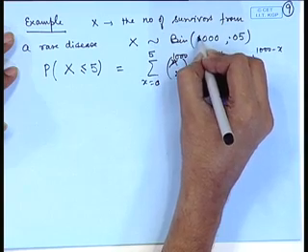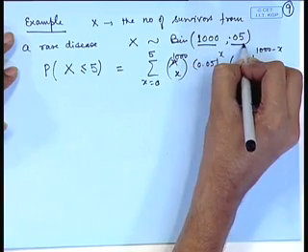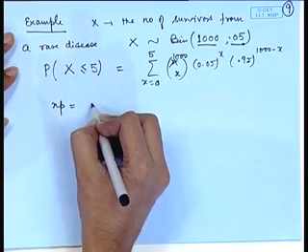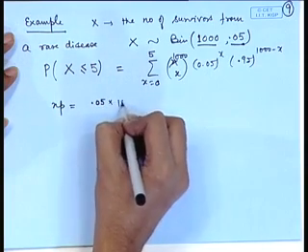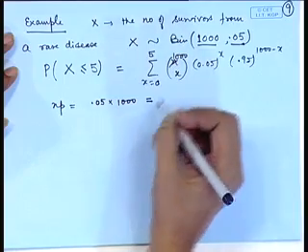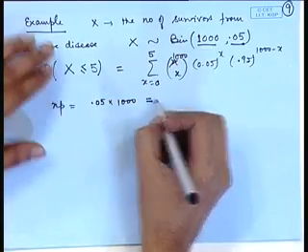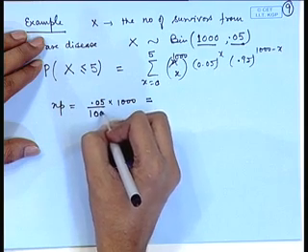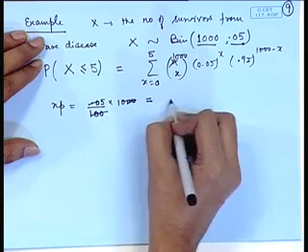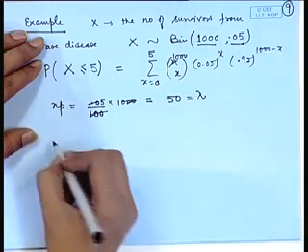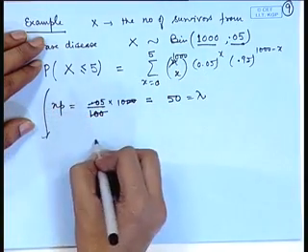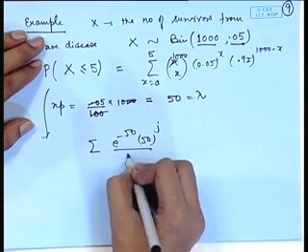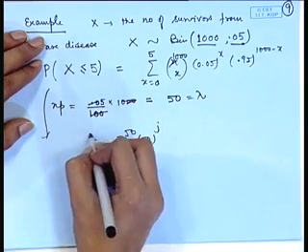However, here if we observe, n is large and p is small. So, here np, that is 0.05 into 1000, can be considered as 50, that is lambda. So, we may make use of e to the power minus 50, 50 to the power j by j factorial, j is equal to 0 to 5.